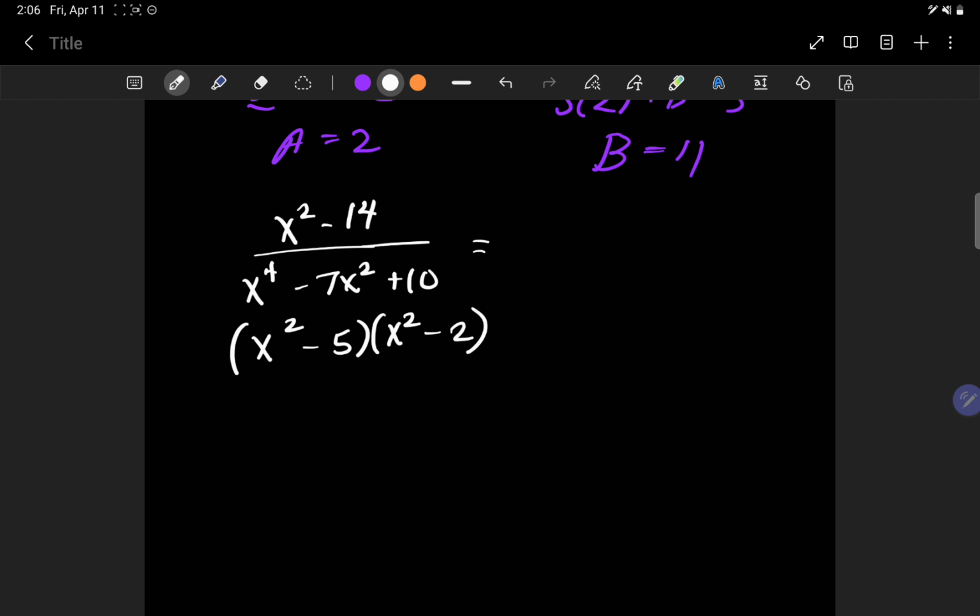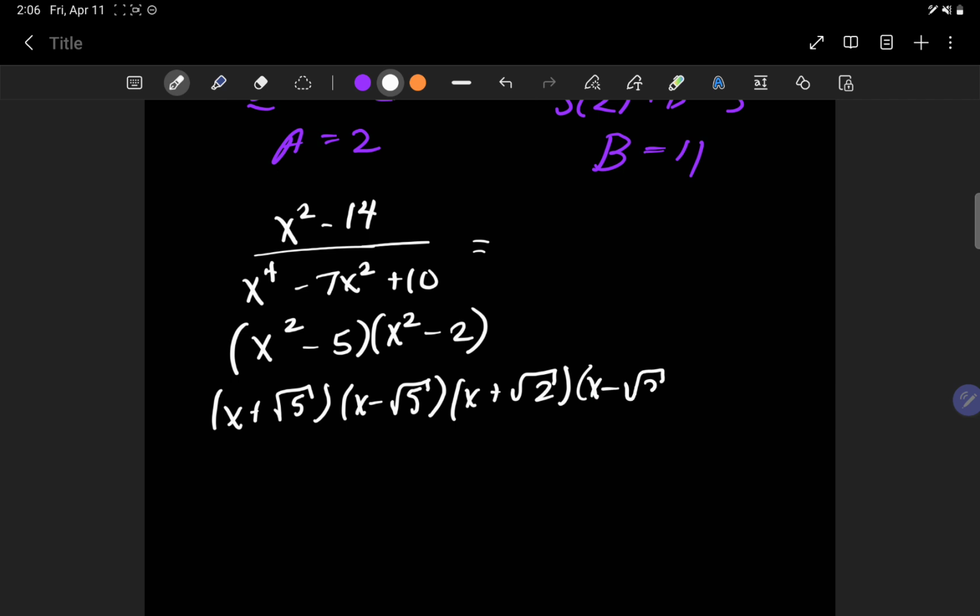Now, I'll tell you what I would have initially done. I would have done x plus root 5, x minus root 5, and then x plus root 2, x minus root 2. So you'd have 4 linear factors, and they're all distinct, so you could plug in root 5, negative root 5, root 2, negative root 2. However, this is more work, because apparently you can just do them with the x squared minus 2 and the x squared minus 5. At least that's what I've seen.